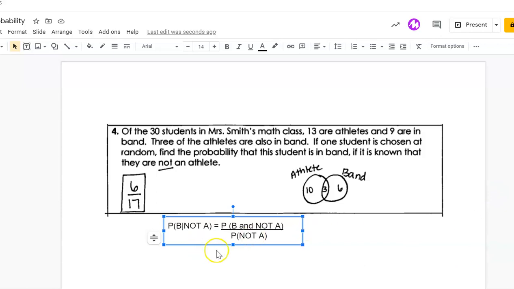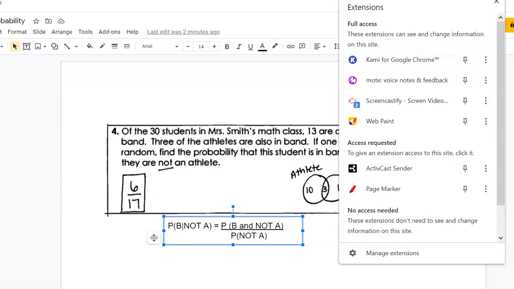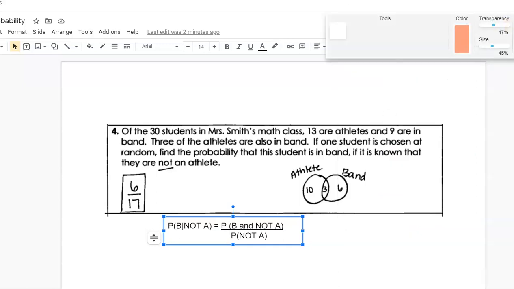Now here is the notation. I went ahead and typed that up. The probability that they're in band, given that they're not an athlete, is equal to the probability that they're in band and not an athlete over the probability that they're not an athlete. Now, one thing about this Venn diagram, it doesn't include those that are not athletes, like as far as not an athlete or in band. So let me see if I can get this to work out right.